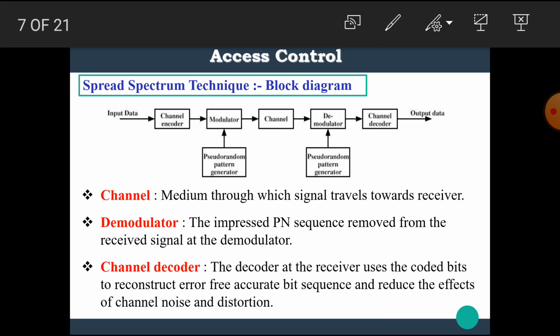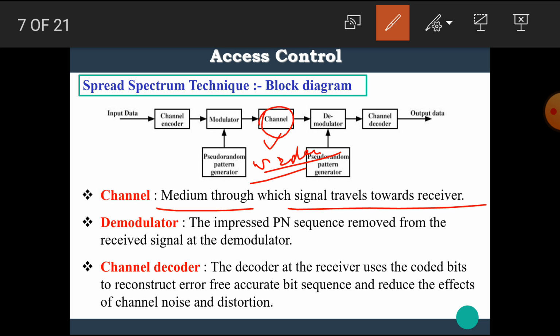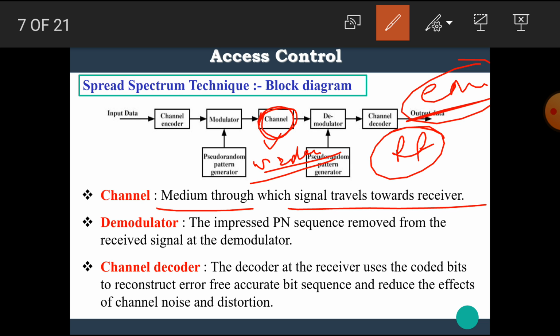Okay, we know that the channel is a medium through which the signal travels towards the receiver. Remember here that this channel is of wireless type. That means it may be a radio frequency wave or electromagnetic wave. I hope you all understand this channel is in the form of electromagnetic wave, and for this electromagnetic wave we require an antenna at the transmitter and an antenna at the receiver.